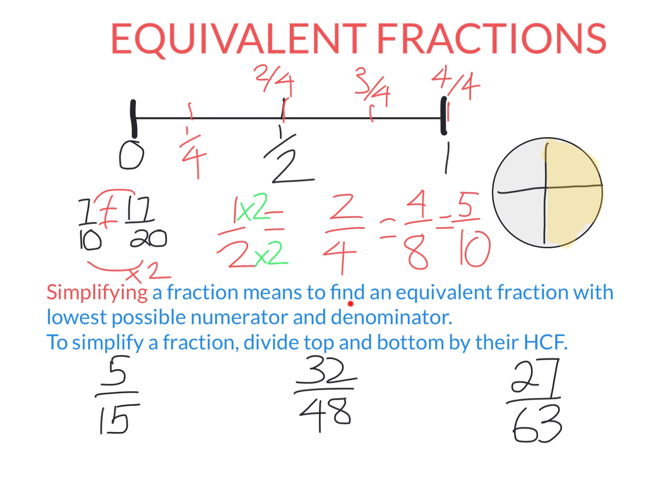All right, let's look now at simplifying. Simplifying a fraction means to find an equivalent fraction with the lowest possible numerator and denominator. So here we had a whole bunch of equivalent fractions. Of those fractions, this one here, a half, is considered simplest because it has a lower numerator than all the others. It has a lower denominator than all of the others.